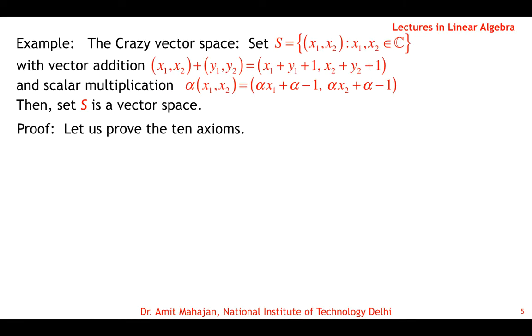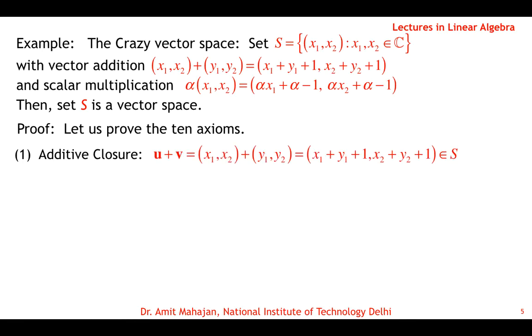So first is the closure, additive closure. We take any two vectors u and v from the set S. If u is a vector in S, then u must be written in this form, two tuples x1 x2. And v is a vector in S, so v can also be written in this form, say v is y1 y2, where x1 x2 and y1 y2 are complex numbers.